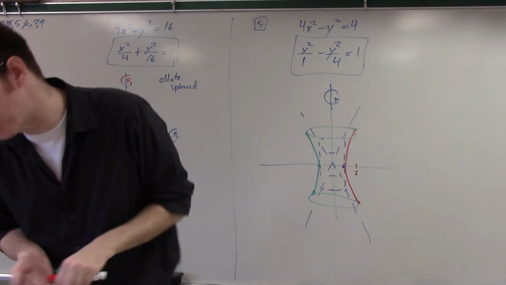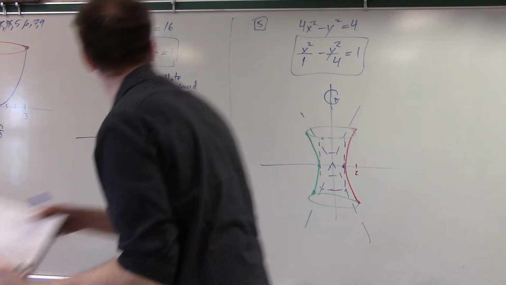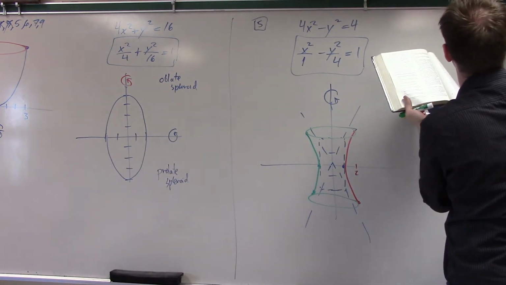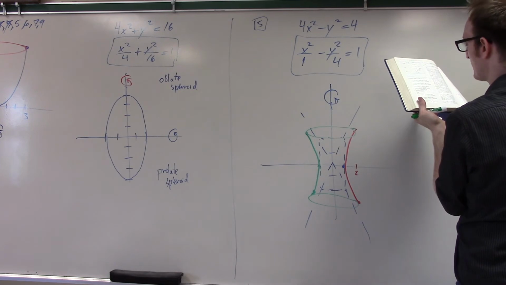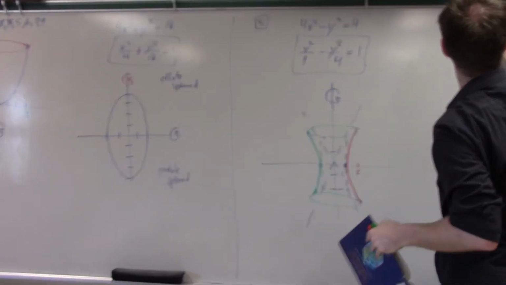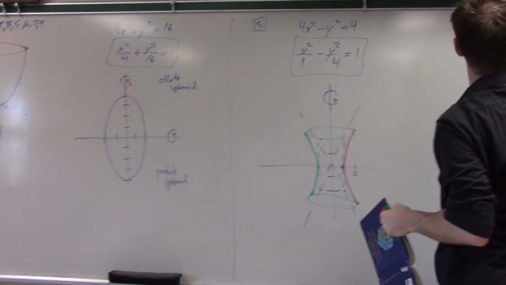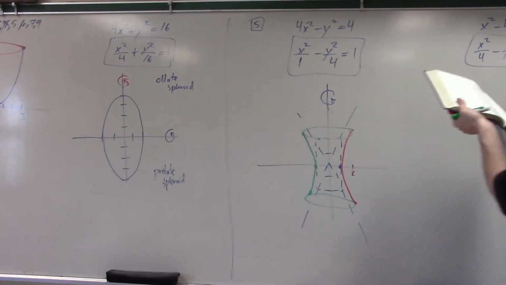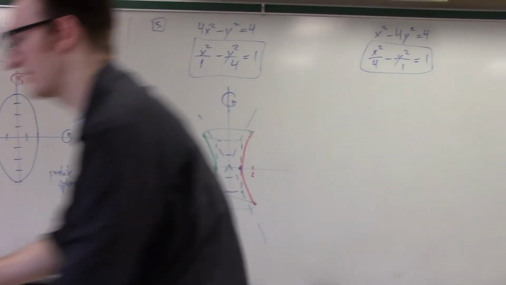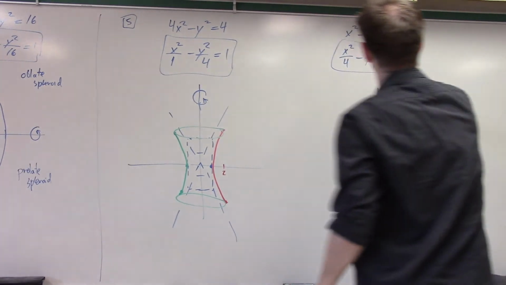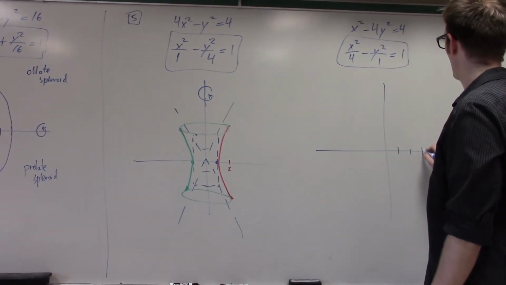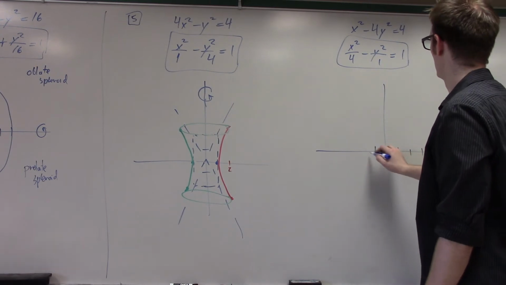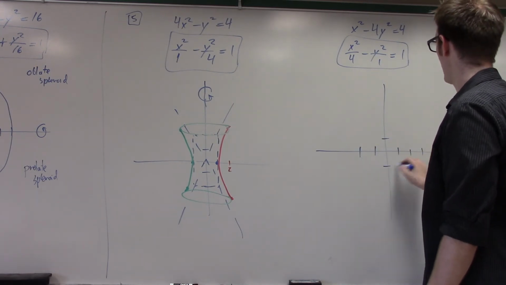On the other hand, number 7 gives you a different hyperbola, x squared minus 4y squared equals 4. So really that's x squared over 4 minus y squared over 1 equals 1. And it says to go from x equals -5 to x equals 5. So this is going to be horizontal. Happy box.